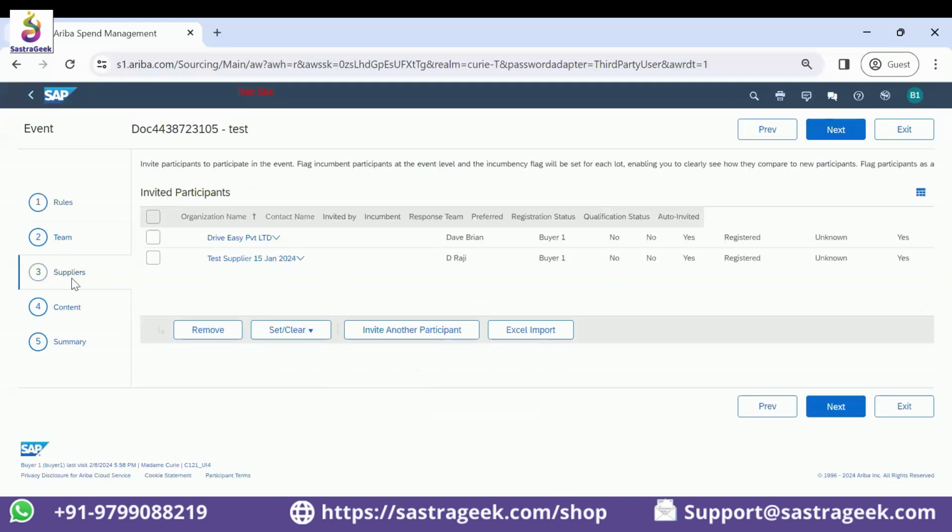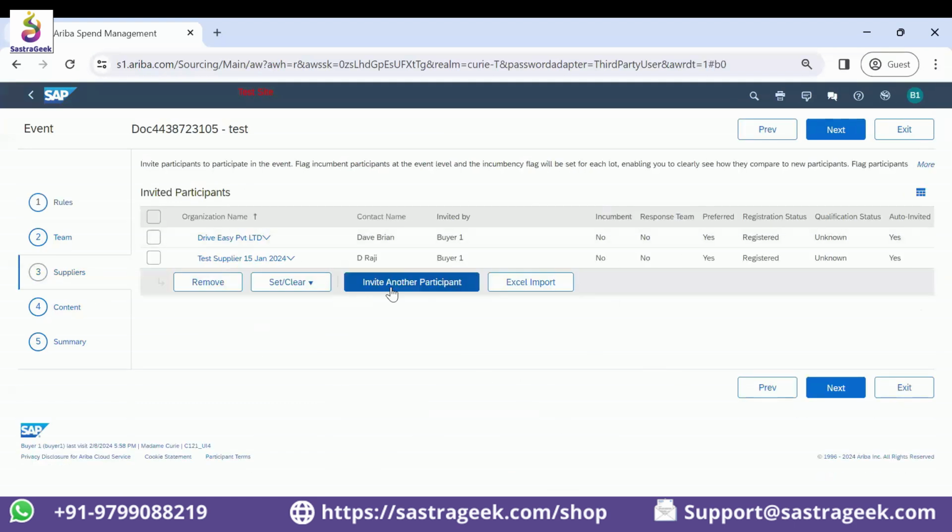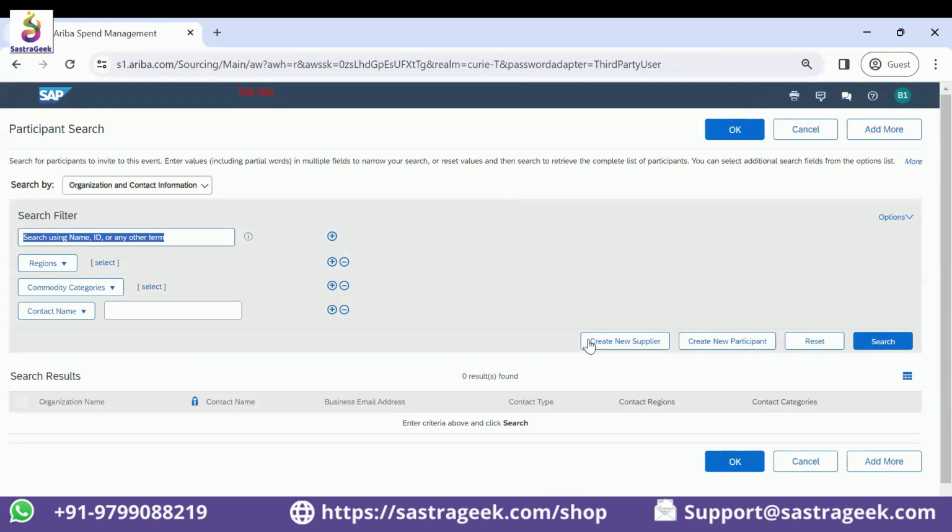Again, we can restrict here. Here you will get an option, invite another participant. Here you will get an option called create new supplier. That means that supplier does not exist in your database. When you're searching for suppliers, whoever you have earlier interacted with, or whoever has been loaded in your sourcing system, is available. A new supplier is someone outside of that.